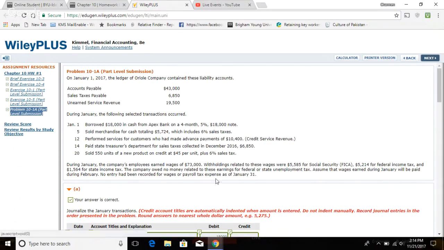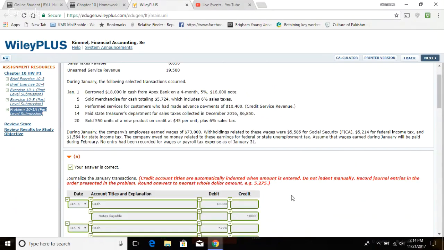On the first one, on January 1st, we borrowed $18,000 in cash from Apex Bank on a 4-month, 5% $18,000 note. So of course we put the date in, and we are debiting cash and crediting notes payable in the amount of the note, $18,000.